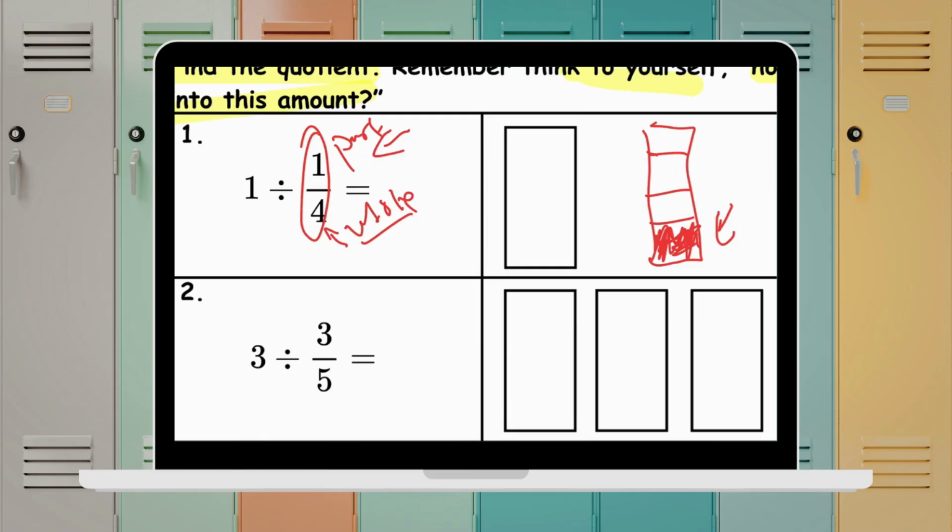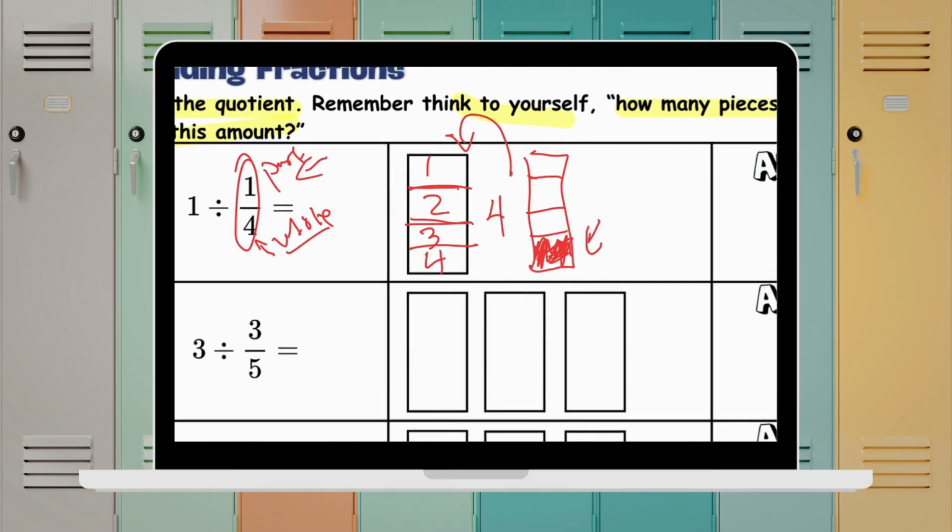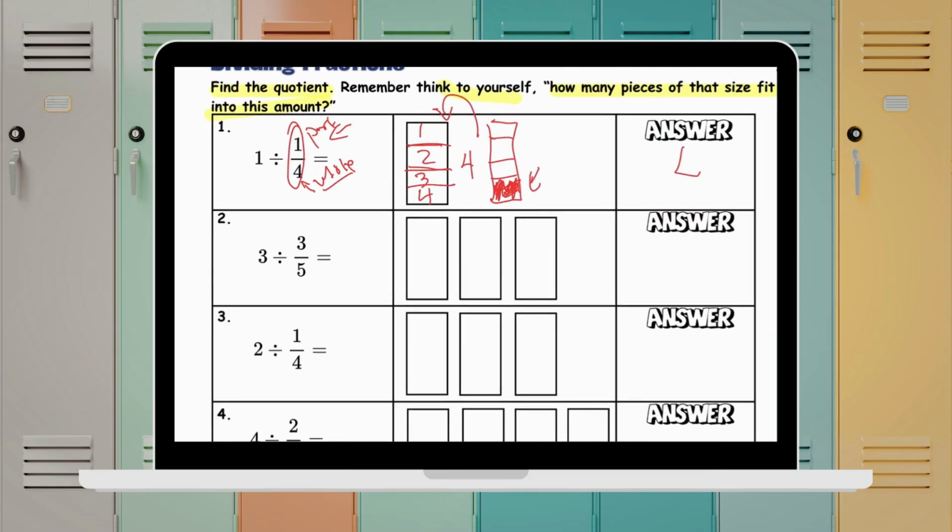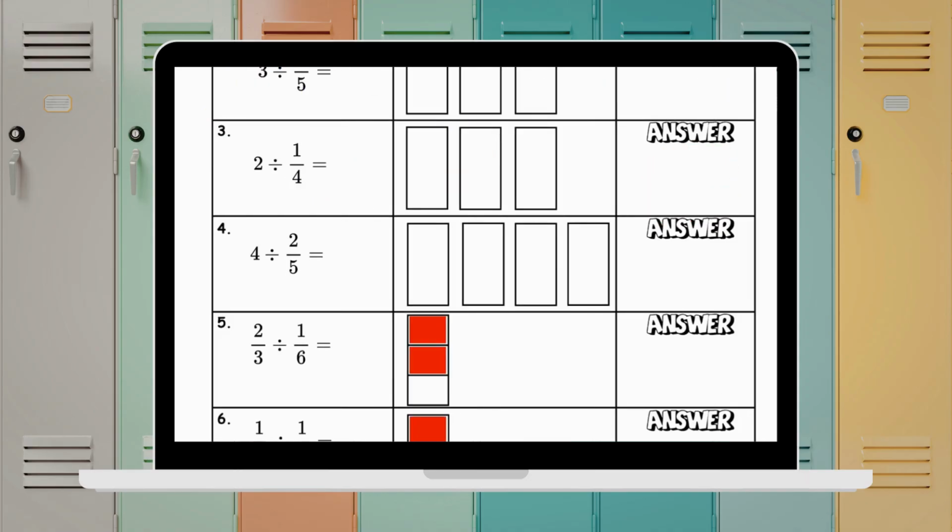Now, if I'm doing 1 divided by 1/4, I want to know how many fourths fit into one whole. So one whole, 1, 2, oh, that's not divided evenly. Of course, I'm drawing these freehand here, but we want to have 4 equal groups. So I would have 1, 2, 3, 4. Four fourths would fit into a whole. So 1 divided by a fourth equals 4. So we just divided a whole number by a fraction.